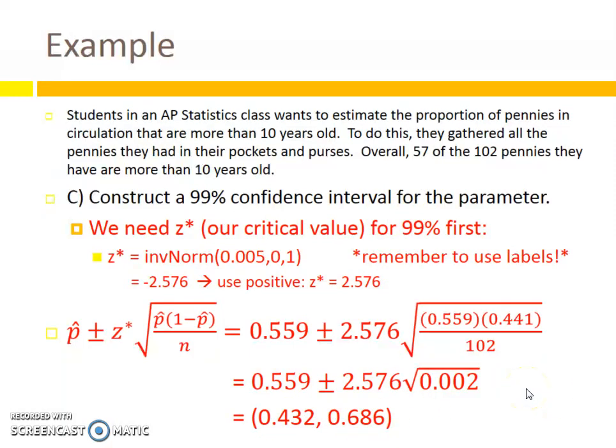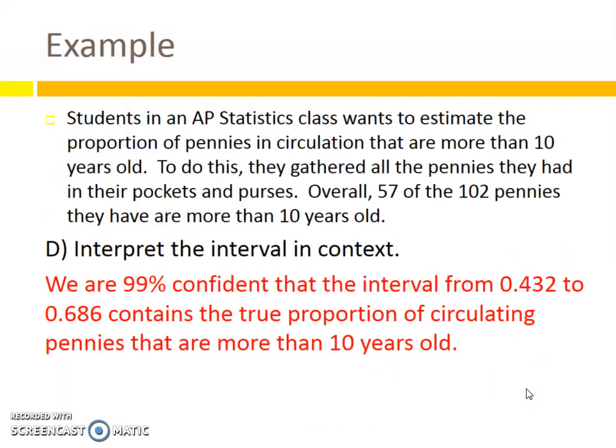Now that we've calculated our interval, let's go ahead and interpret it. We did this in the last section. We are 99% confident that the interval from 0.432 to 0.686 contains the true proportion of circulating pennies that are more than 10 years old. Please note that there are 3 things that are very important in your interpretation: the level, the interval, and the context. When you're interpreting the interval, you want to include the level of confidence, the actual interval, and then the context. Context is so important.